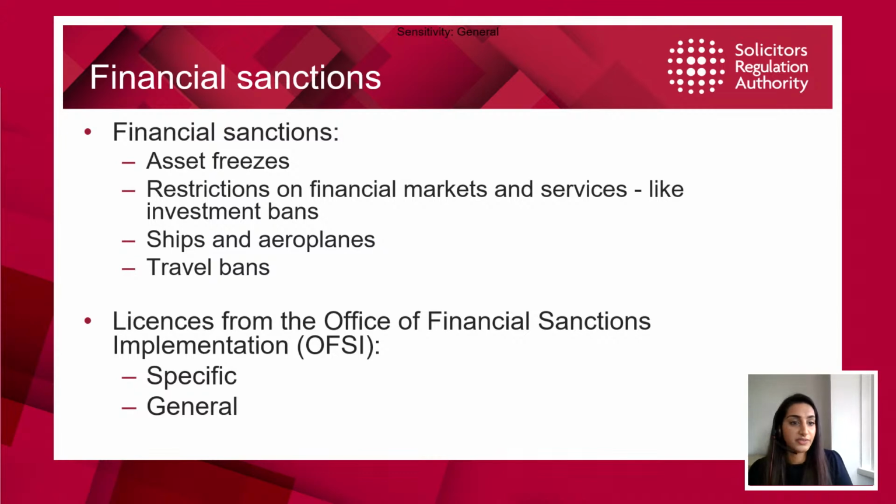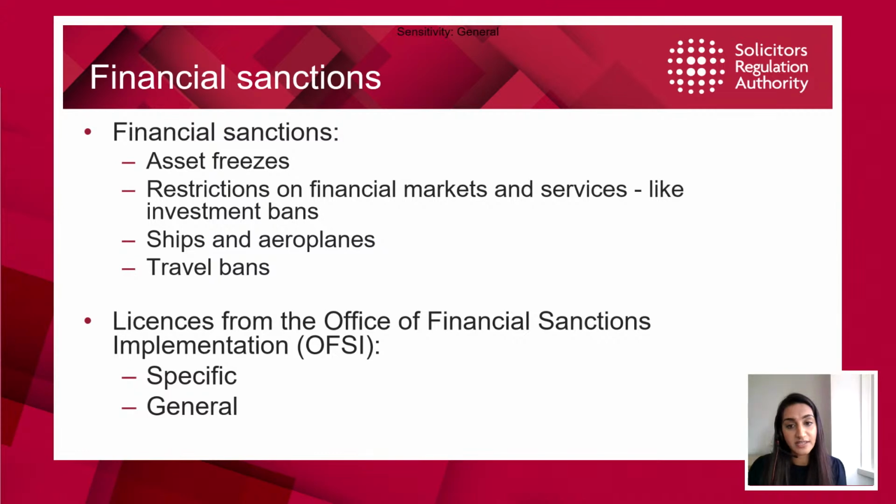In the UK, there are a number of types of sanctions that can be imposed, and they include financial sanctions, which are administered by OFSI. That might include asset freezes and restrictions on financial markets and services, like investment bans. If a financial sanction takes the form of an asset freeze, it's generally prohibited for you to deal with funds or economic resources belonging to or for the benefit of a designated person, and also to make funds and economic resources available either directly or indirectly to a designated person. It's also prohibited to engage in actions that might directly or indirectly circumvent the financial sanctions regime.